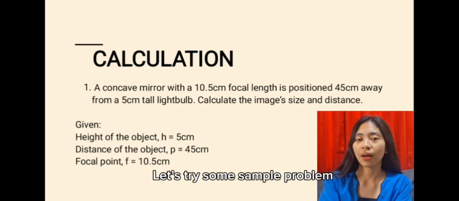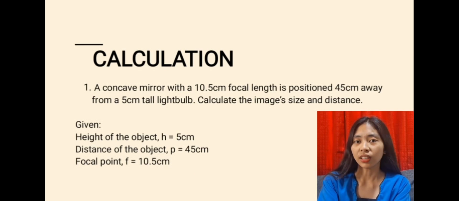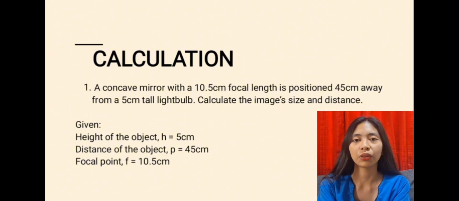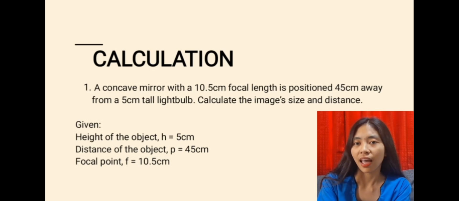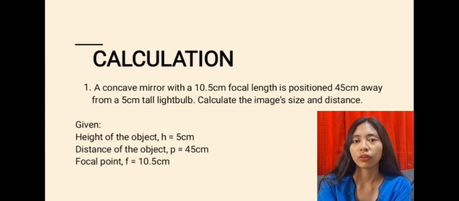Let's try a sample problem. A concave mirror with a 10.5 cm focal length is positioned 45 cm away from a 5 cm tall light bulb. Calculate the image size and distance. So we are going to identify first the given.